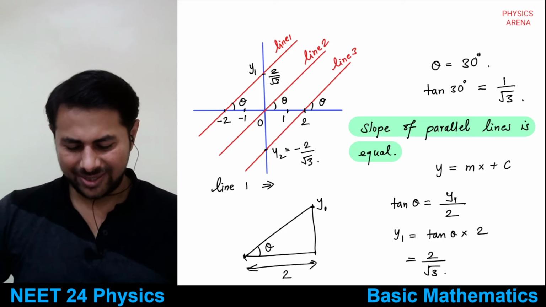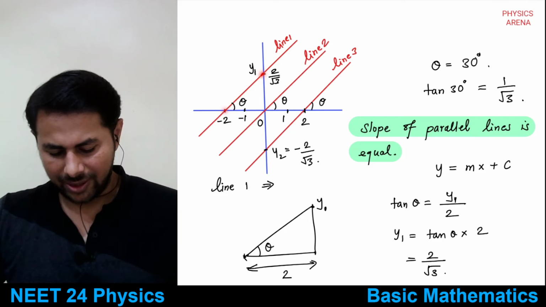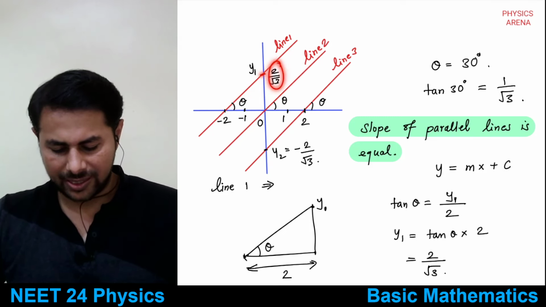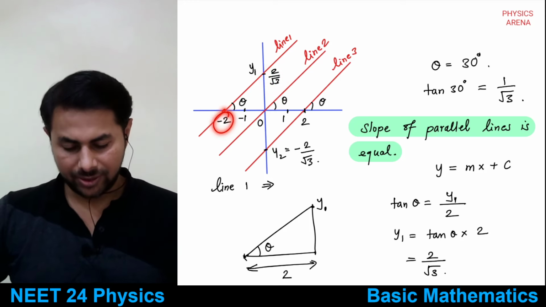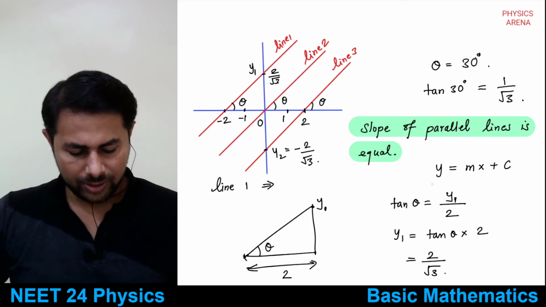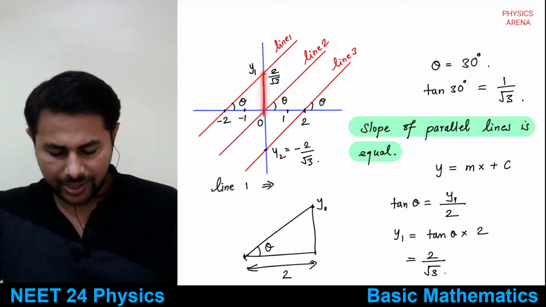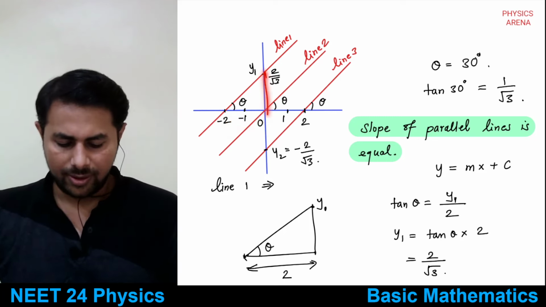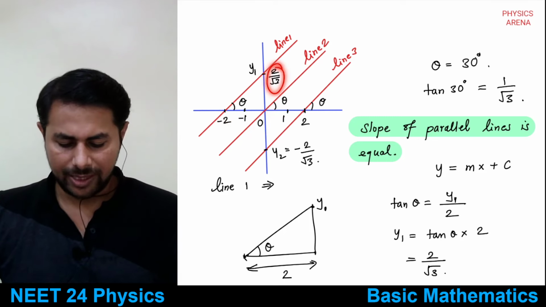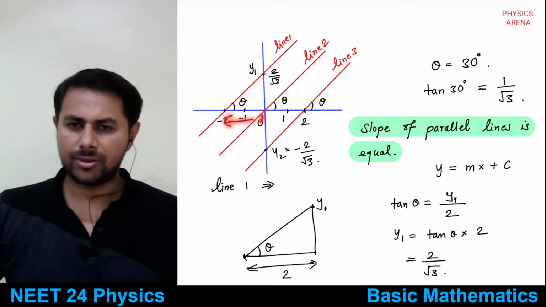All right, so how do we find the equation? Suppose you have this line, and here it's given it cuts the y-axis at 2 by root 3, and it cuts the x-axis at minus 2. Then you have this formula y is equal to mx plus c, right? So you can find m, change in the vertical coordinate divided by change in the horizontal coordinate. What will that be equal to? 2 by root 3 divided by what? Minus 2 or plus 2?